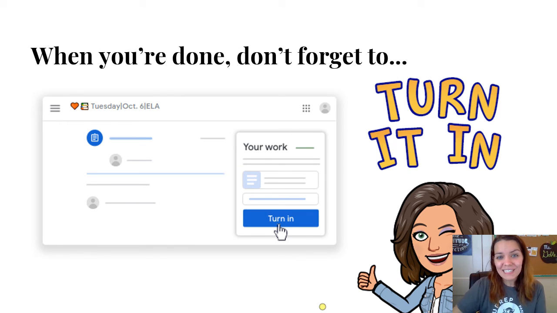When you're done, don't forget to hit submit and then go back to Google Classroom and turn it in.